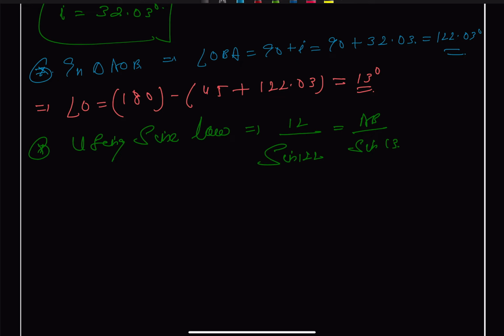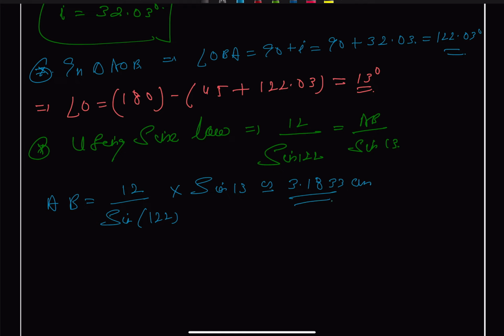So we get this, our AB will be equal to 12 upon sine of 122 multiplied by sine of 13, which comes approximately equal to 3.1833 centimeters.